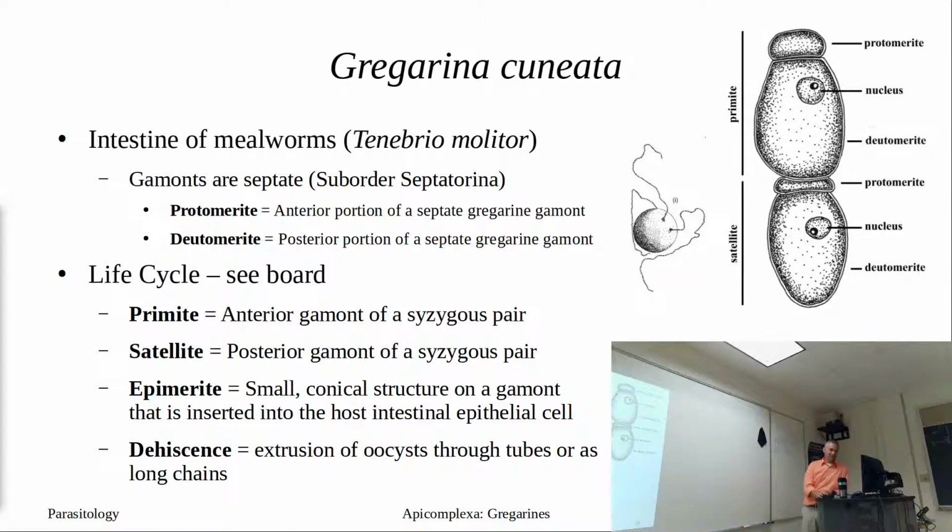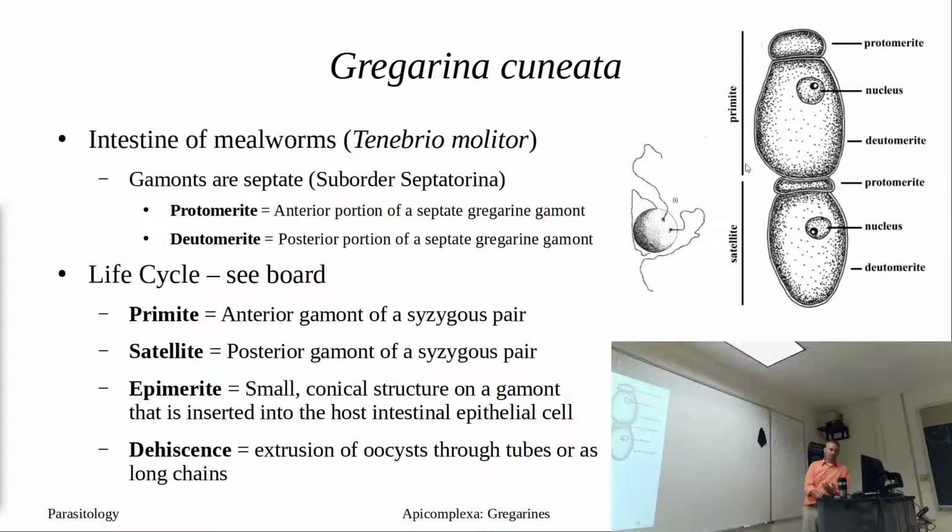Here's our gamete. There's our septum. The gamete is divided into a protomerite and a deutomerite. And then the epimerite would be at the very anterior. That remains embedded in the cell. That gets detached when these things detach from the gut epithelium.